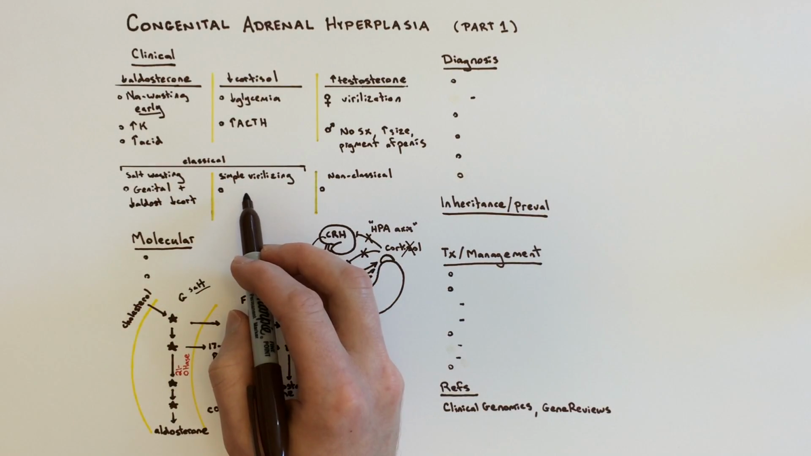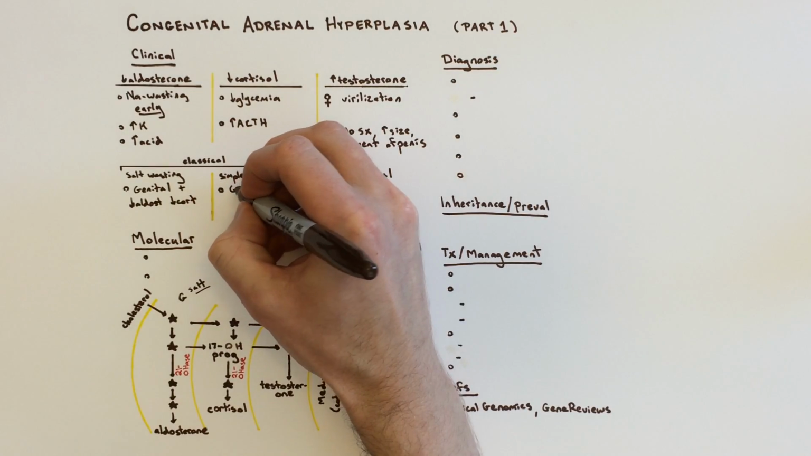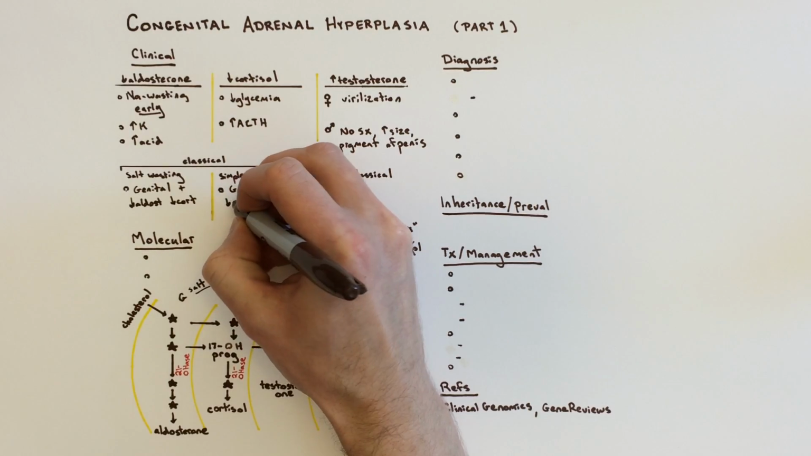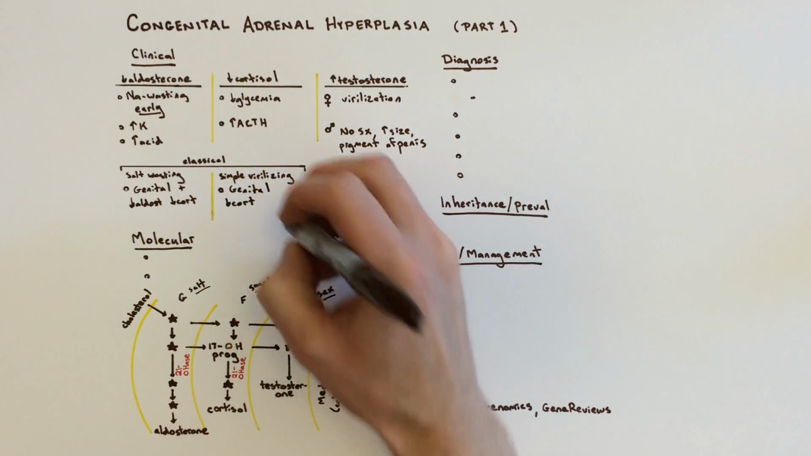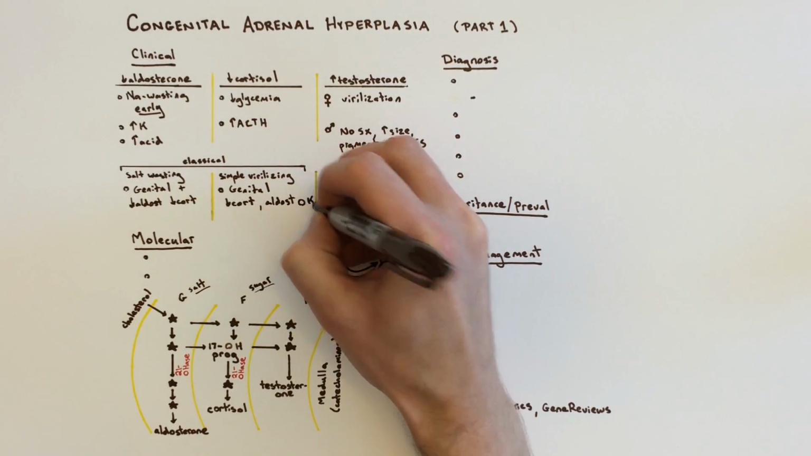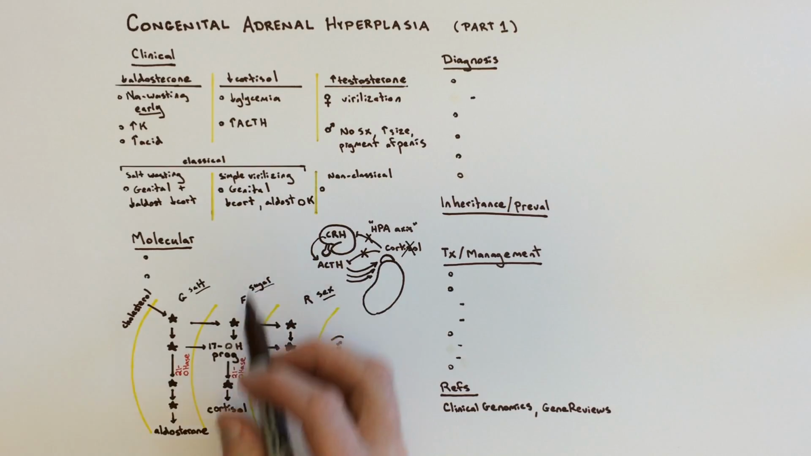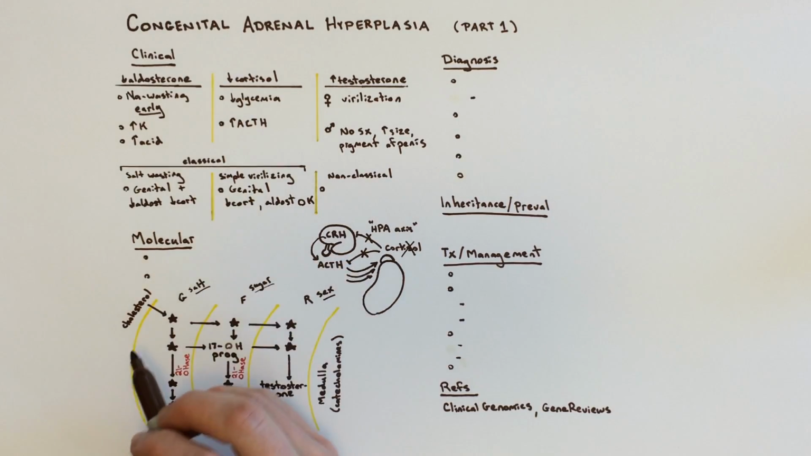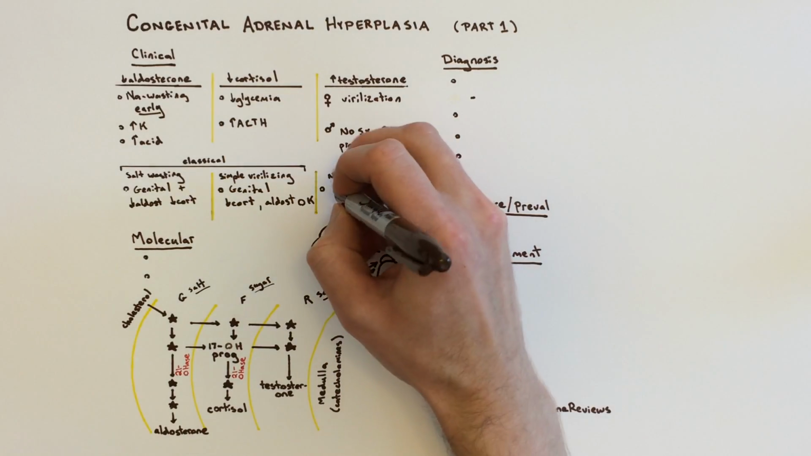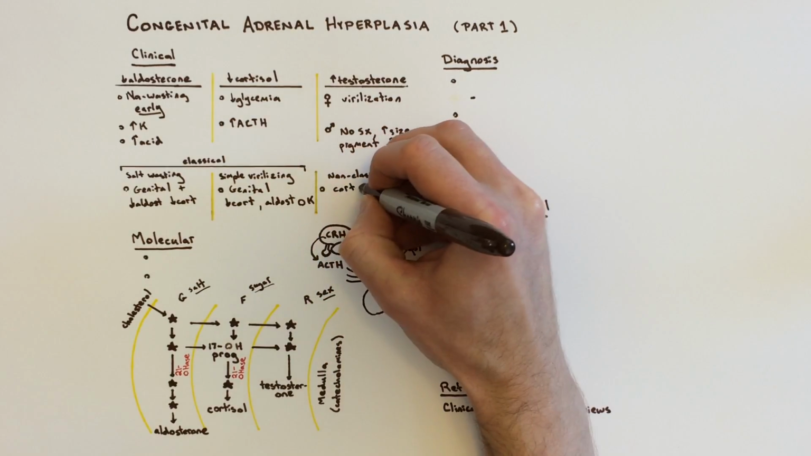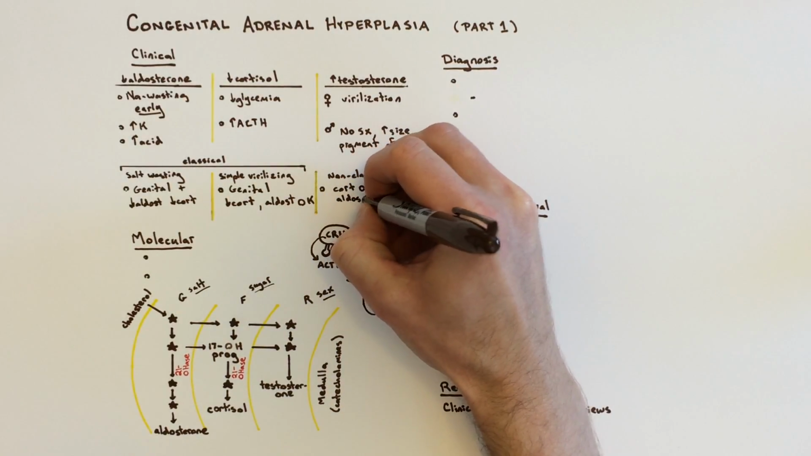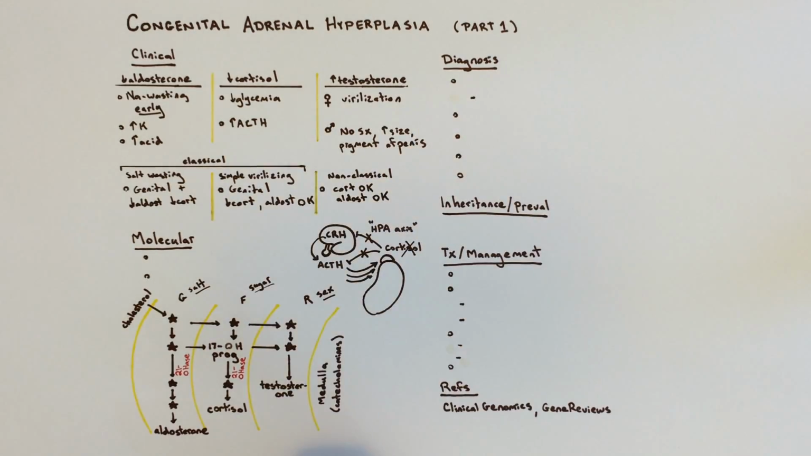Let's go on to simple virilizing. So in this case, they have the genital features. They do have decreased cortisol, but their aldosterone is actually okay. So they are not salt wasters, and this would be a safer, more benign form of the disease. Finally, for the non-classical folks, they have cortisol, that's okay. They have aldosterone, that's okay, no abnormalities.